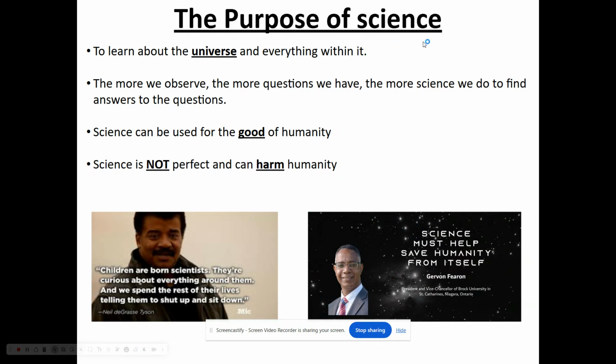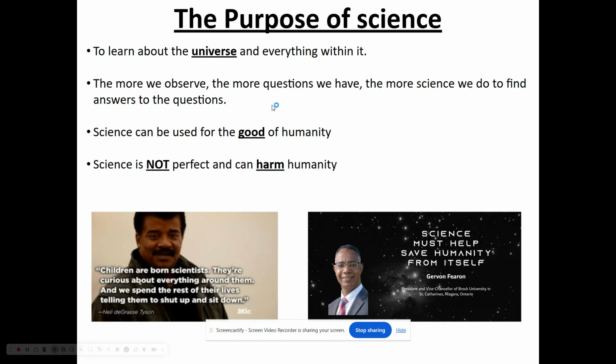So what is the whole purpose of science? Really, it's to learn about the universe. So when we have a question about the universe, we ask that question and we try to do experiments to learn and discover the answers to that question. And typically we make observations, and the more that we observe, the more questions that we have, and the more science that we do to find answers to those questions. So it's a never-ending cycle. We observe, we ask questions, we observe some more, we do experiments, we observe some more, we gather results, we have more questions, and we just keep questioning.